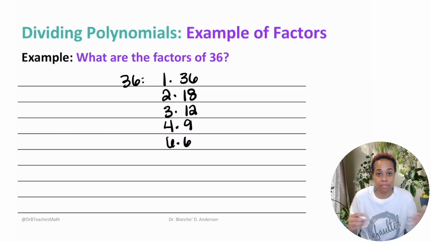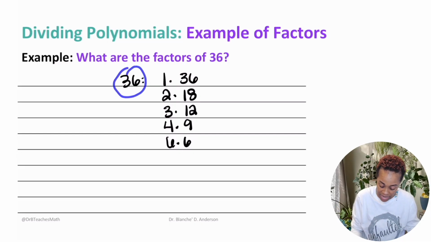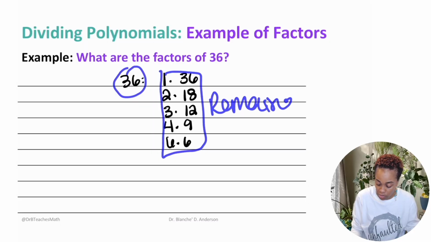Those are factors. And that means when I take 36 and divide it by any of these factors, the remainder is going to be 0. It divides it evenly. Okay, divides it evenly.